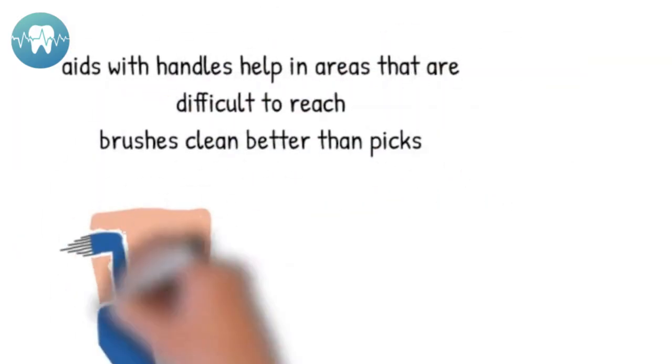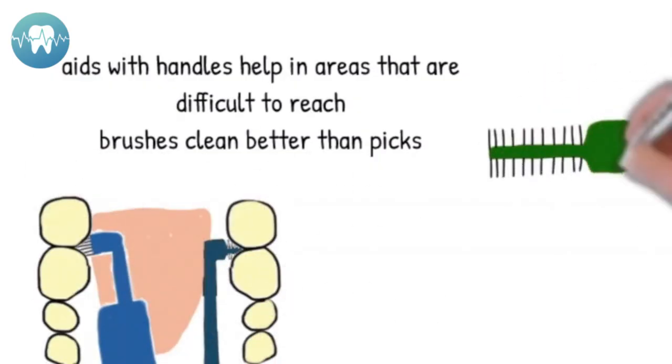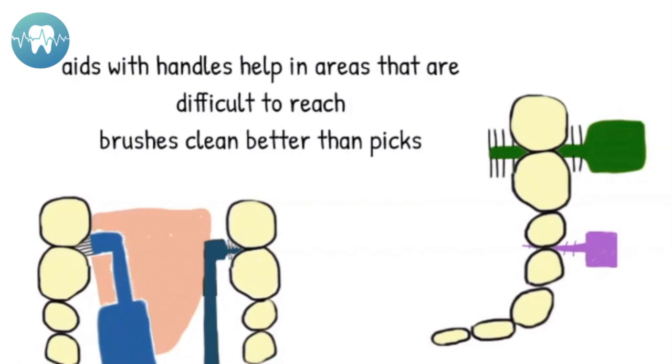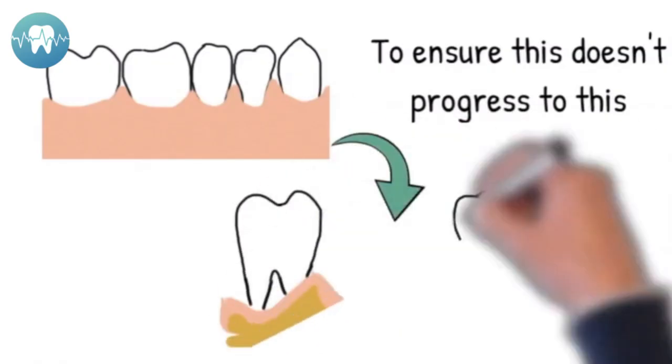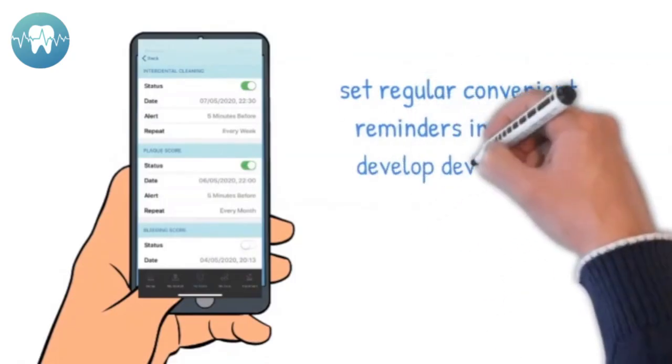And basically we're trying to reduce any bleeding that may be there, because the bleeding is the sign of inflammation, which is basically disease. And that's what can affect your gums, or rather the bone supporting your teeth, and that's when they wobble out. So you can use the app to set reminders just to encourage you to get into these good habits.